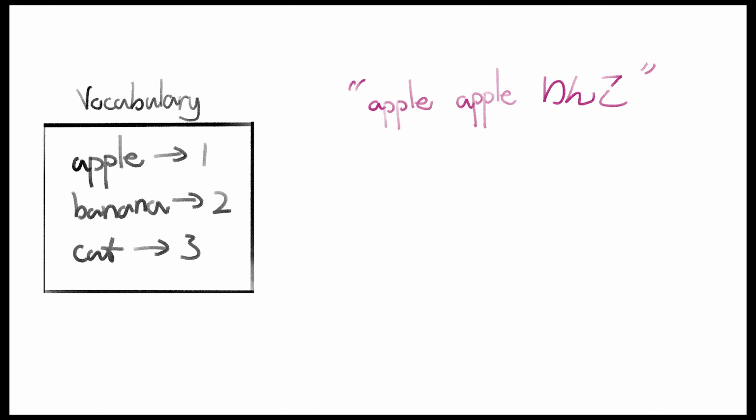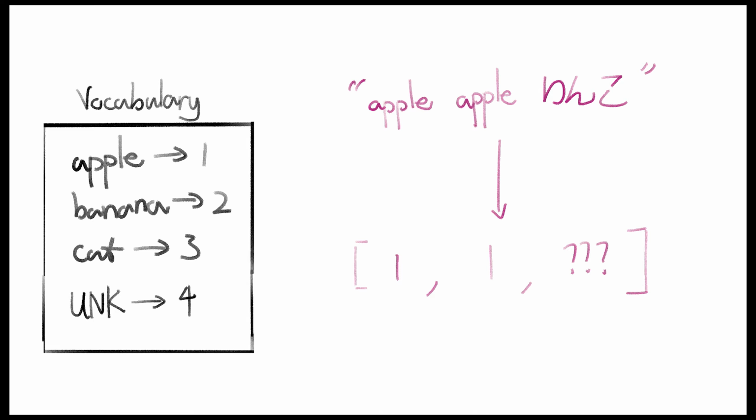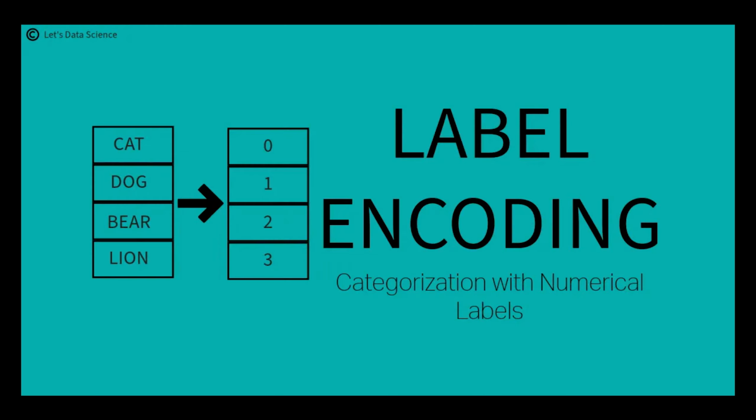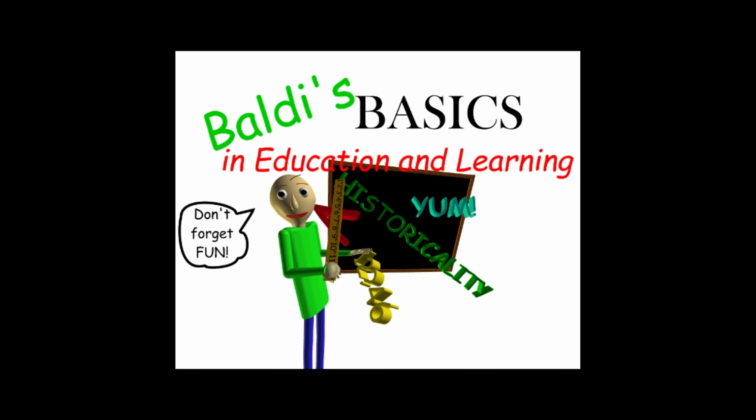Also, it's possible we encounter tokens not inside of our vocabulary. Then an unknown token has to be put in its place. This method doesn't have a specific application, but rather it's the literal most basic way to turn words into numbers.